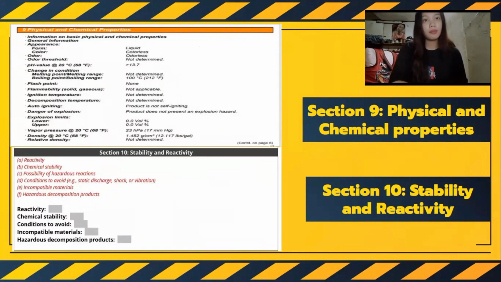Stability and reactivity. This section describes the reactivity hazards of the chemical and chemical stability information. This section is broken into two parts. The first is reactivity, and the second one is chemical stability. Reactivity is a description of chemical-specific test results if such data sufficiently represent the probable hazard of the chemical.